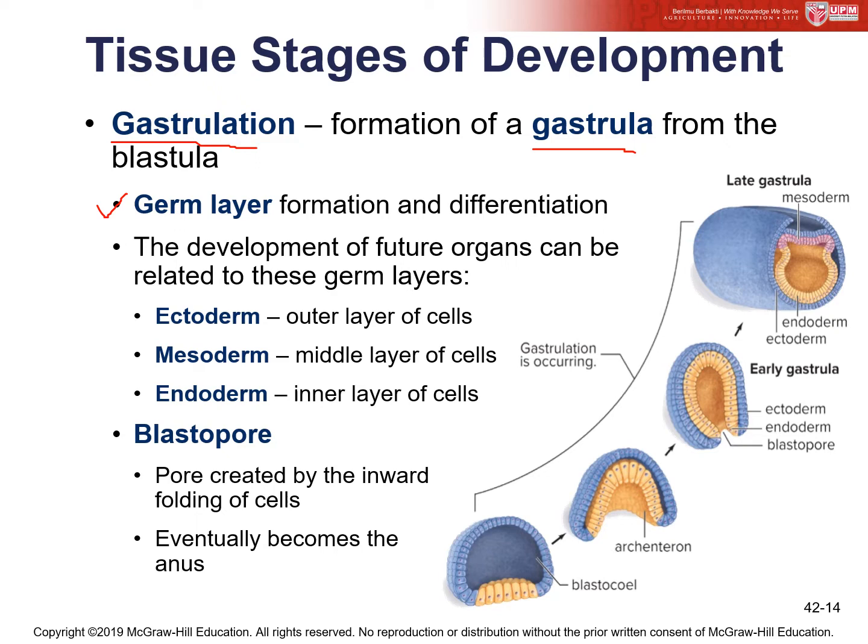The first one is the ectoderm, which is the outermost layer of the cells. The second one is the mesoderm, and the last one is the endoderm. Ectoderm is the outer, mesoderm is the intermediate or middle layer, and endoderm is the inner layer.